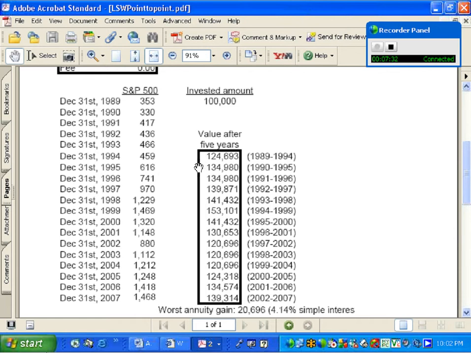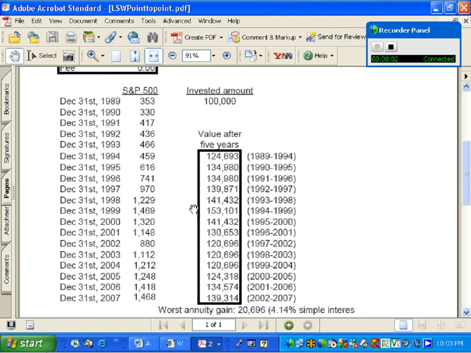How about if I put a new $100,000 in at the end of 1990? What would it have grown to by the end of 95? Well, given the same assumptions, 100 would have grown to 134,980. So you're probably beginning to see the pattern. Every number in this rectangle is what 100,000 would have grown to over a 5-year period. And the results in the rectangle show you all the 5-year period results.